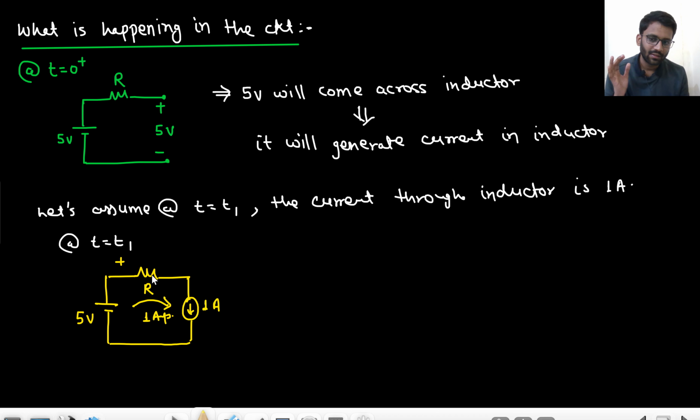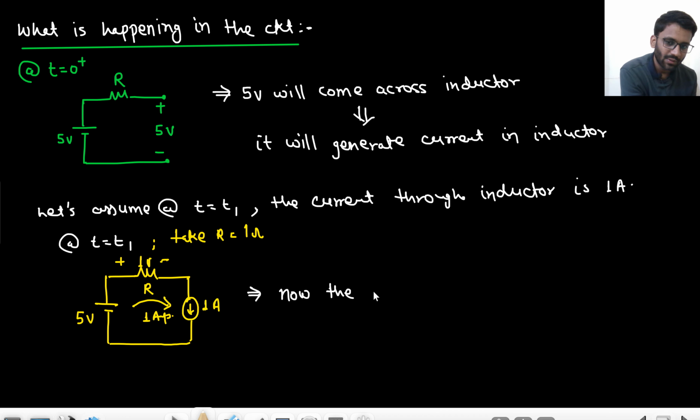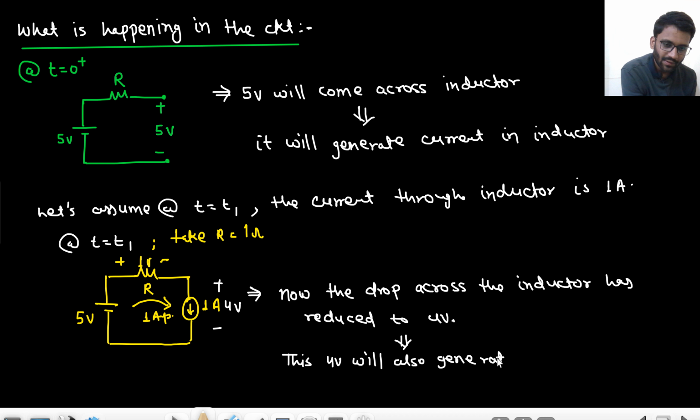Take R equals to 1 ohm. So how much drop will be there? 1 volt. So what is the drop across the inductor? Now the drop across the inductor has reduced to 4 volt. But what is the direction of 4 volt? This is the direction of 4 volt, right? So this 4 volt will also generate some current, and the current will increase.